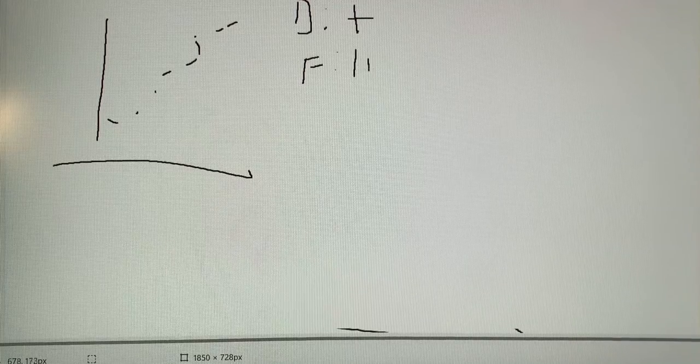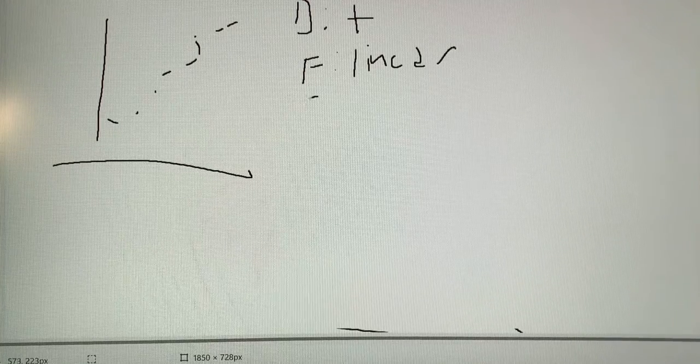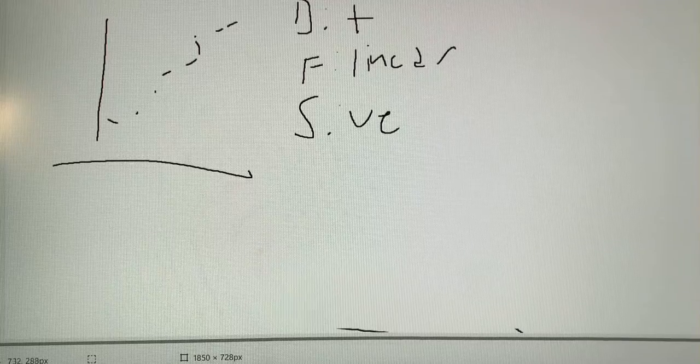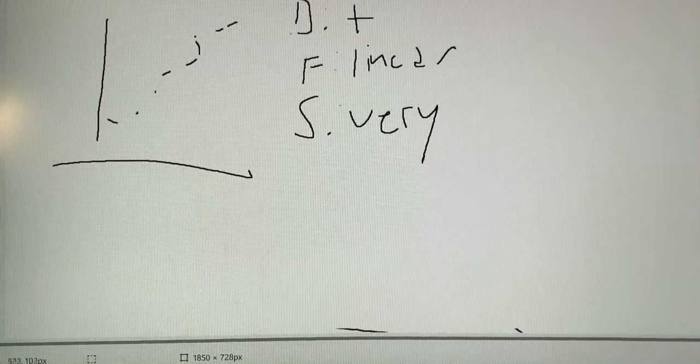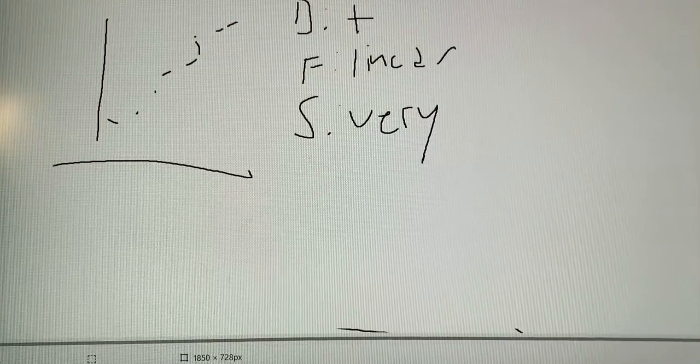Alright, let's do some examples. In this example, the direction would be positive. The form would be linear. The strength would be very strong as all the dots are fairly clustered together. And we don't have any unusual features to point out, so we won't mention that in this scenario.